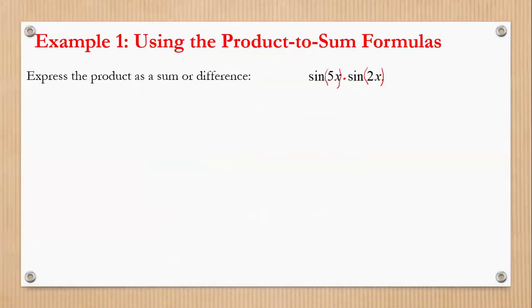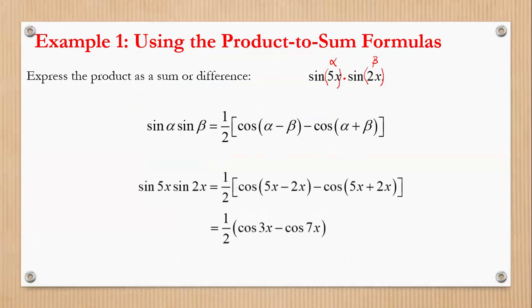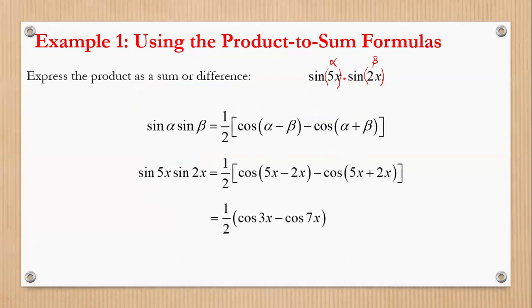So write the formula first. And we need to identify what is alpha and what is beta. In this example, alpha is 5x and beta is 2x. So we replace alpha by 5x and beta by 2x. So we get 5x minus 2x and 5x plus 2x. And 5x minus 2x is just 3x, and 5x plus 2x is 7x. Since the cosine of 3x and the cosine of 7x are not like terms because the angles are not the same, we cannot add or subtract them. We just have to leave it as is.